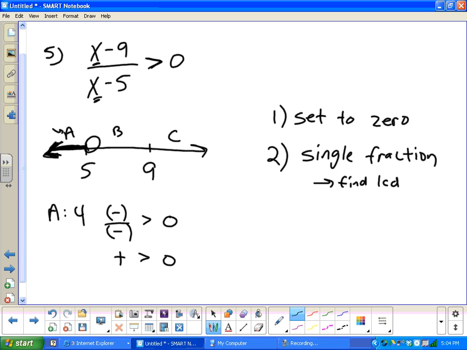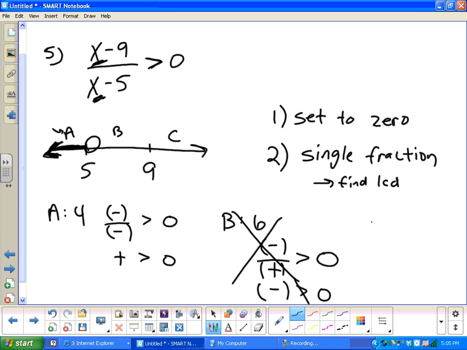Now, let's do the interval B. So in interval B, we're looking for something here that's in between 5 and 9. So I'm going to just say 6. So now let's plug in 6 and see what happens. So up there, 6 minus 9, that would be negative. And then 6 minus 5 would be positive. And so a negative divided by a positive is a negative. And so we have a negative is greater than 0, and that's not true. Okay, so interval B, the numbers in between 5 and 9, don't work.